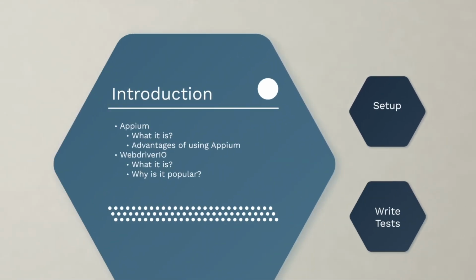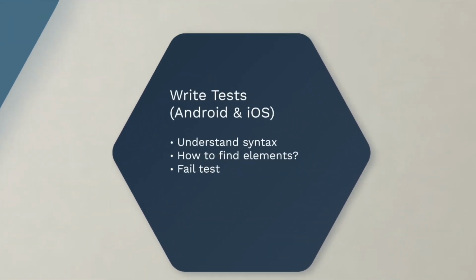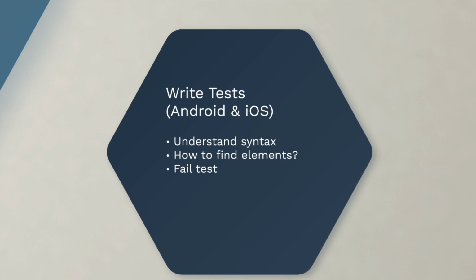Now this is where the fun part begins. We will start writing tests for Android and iOS applications. We will understand the different syntax with WebdriverIO. Then we will learn how to find elements in Appium Inspector and then how to write them in our code. We will also fail our test to look into different error messages we get, so that we have a better understanding of how things work by looking at our logs. Now keep in mind we will be writing tests for both Android and iOS applications, so you will have experience writing tests with both of them.